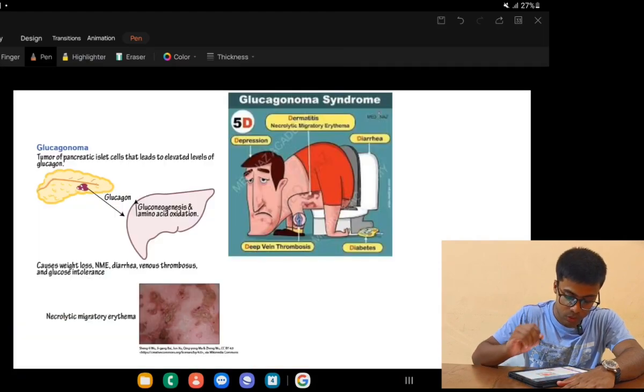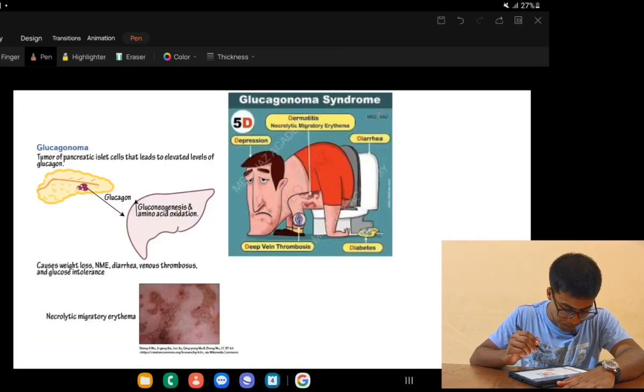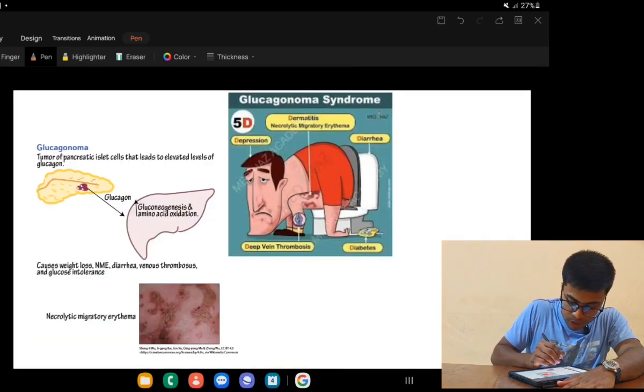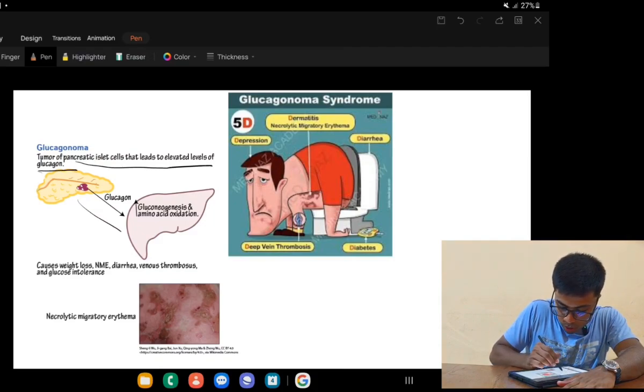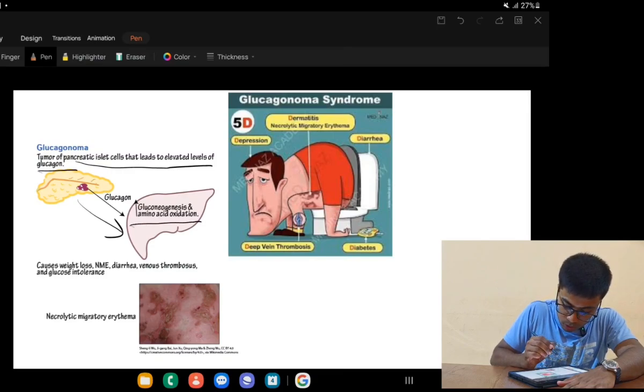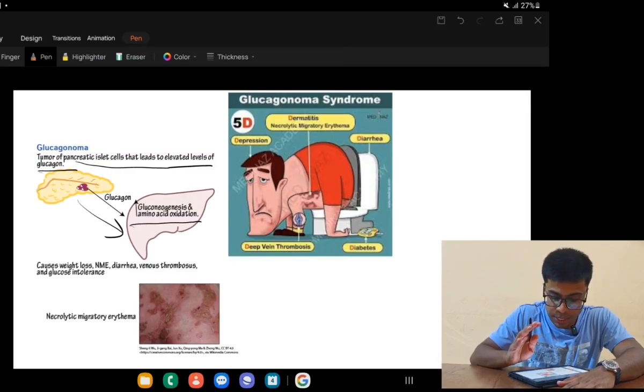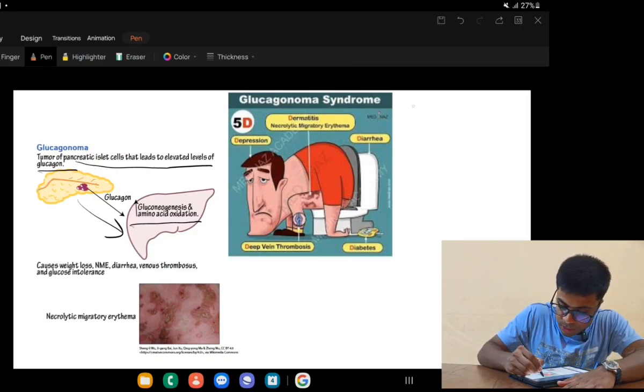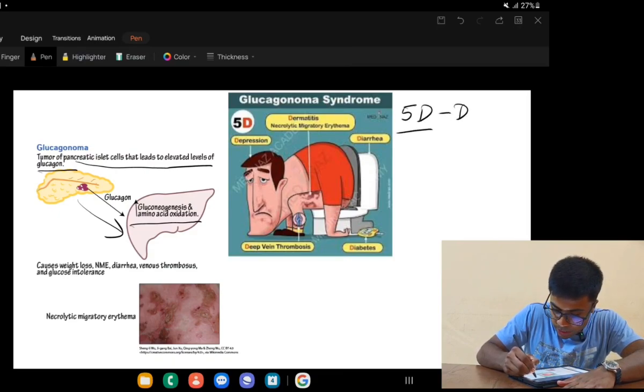Okay, so next is glucagonoma. Glucagonoma is a tumor of the pancreatic islets that leads to an elevated level of glucagon. Glucagon is increased, gluconeogenesis is increased, and amino acid oxidation is increased. So there are 5 Ds related to glucagonoma. In these 5 Ds, D is for dermatitis.